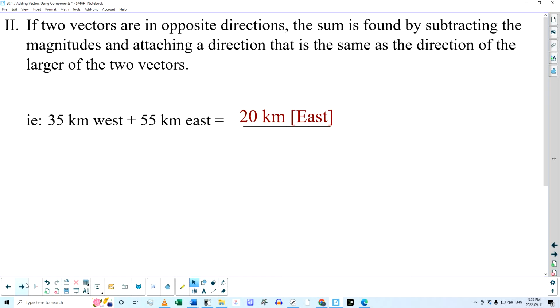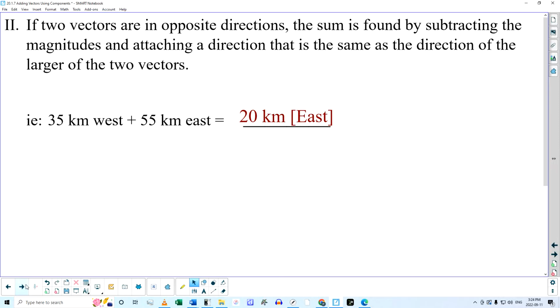Before we go on, I'll remind you that the examples I'm using today and the ones we're going to work on today are all displacements, but these rules could be used to add any vectors, whether you were adding force vectors of newtons and newtons, or acceleration vectors, or velocity vectors. The rules are going to be the same.